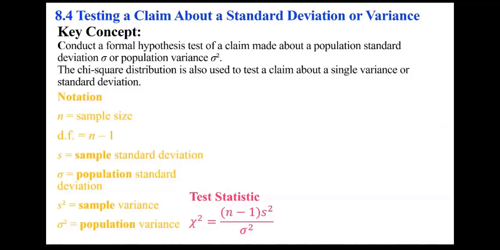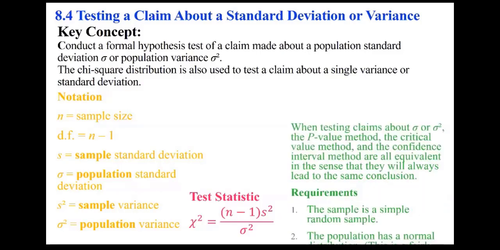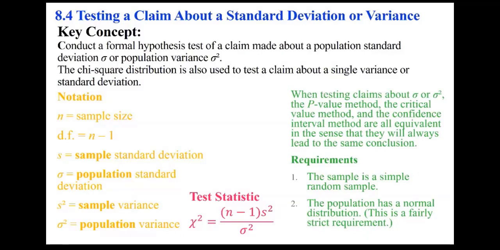The notation is very straightforward. N is again sample size, degrees of freedom is n minus 1, s is the sample standard deviation, sigma is the population one, s squared is the sample variance, sigma squared is the population variance. In this case, the p-value method, the critical value method, and the confidence interval method are all equivalent.